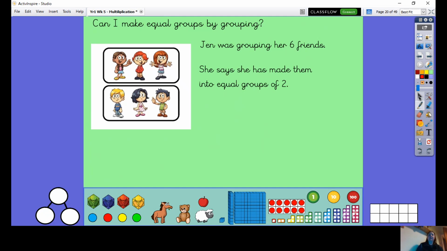Okay. Hopefully what you've said is, she's got 6 friends, yes, but she hasn't got equal groups of 2. She's got 2 groups, so she's got 3 in each group, not 2. If she says she's made equal groups of 2, I'm going to use some cubes to represent her friends. This is what Jen says she has done: she's put them into equal groups of 2. That would mean she would have 3 groups with 2 friends in each group. But what she's done is she's got 2 groups with 3 friends in each group. So she's wrong. Okay.